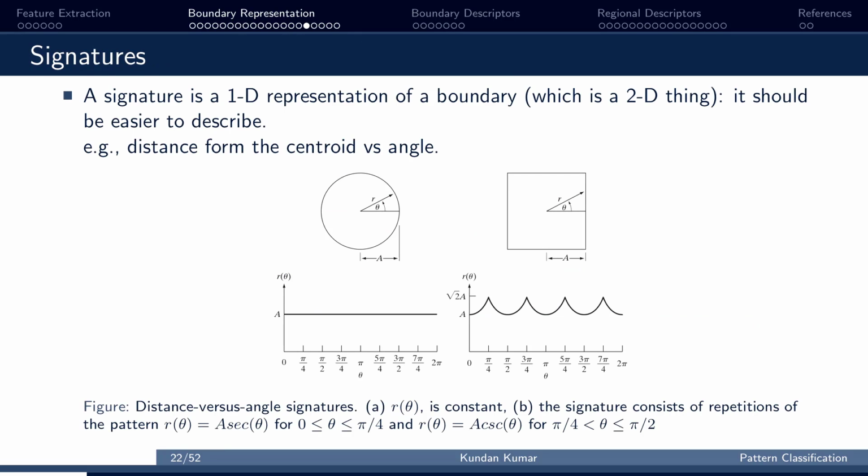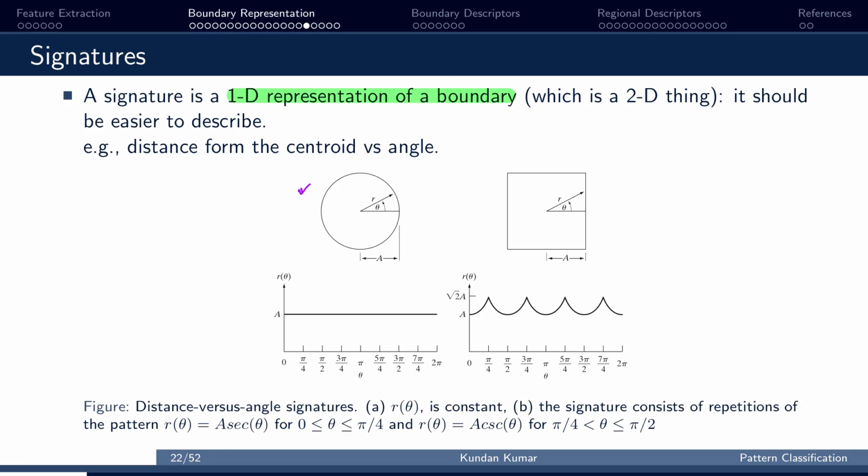The next approach is signatures. So basically, a signature is a one-dimensional representation of a boundary. Basically, a boundary is a two-dimensional representation. Okay, so it will be easier to define using a one-dimensional representation of the boundary. So how can we define it?